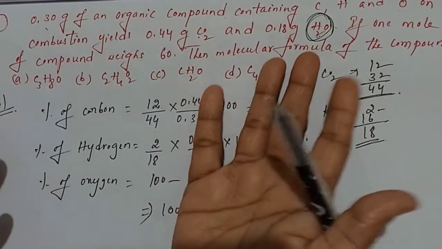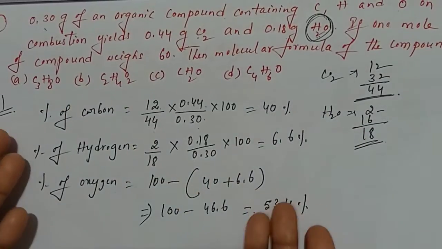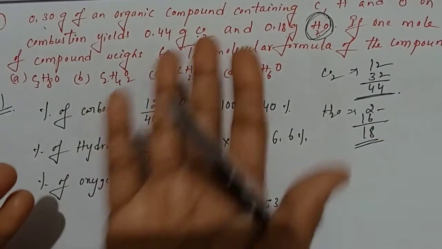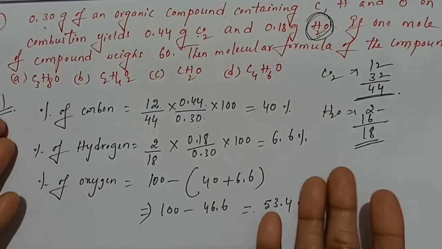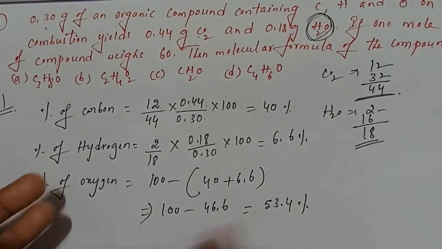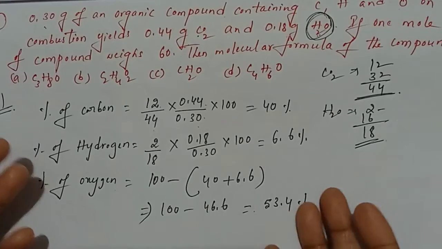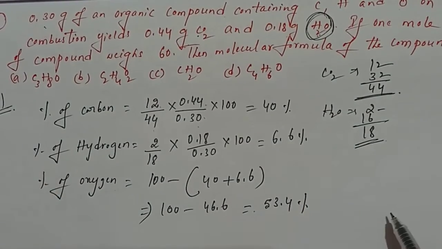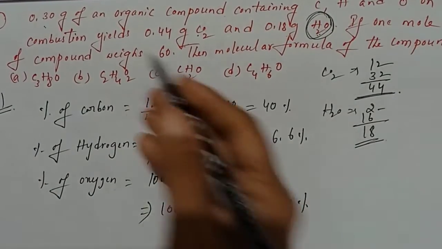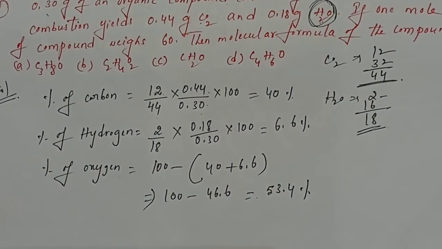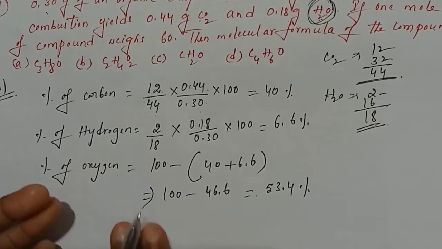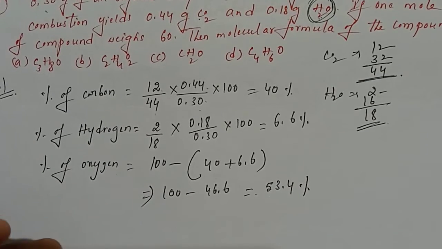So in this question, students, they didn't give any percentages of elements, just the weights given. Okay, so this is the process, students. You have to find the percentage of elements, then you have to calculate the empirical formula, and after that we can find the molecular formula. Clear this one? Now see, students, after this, what is the first column?